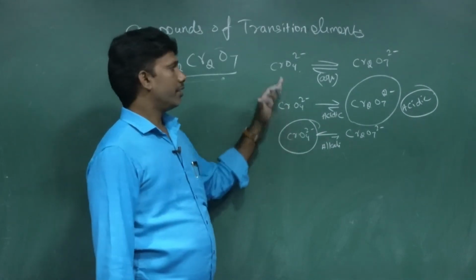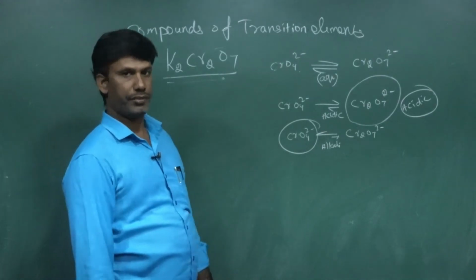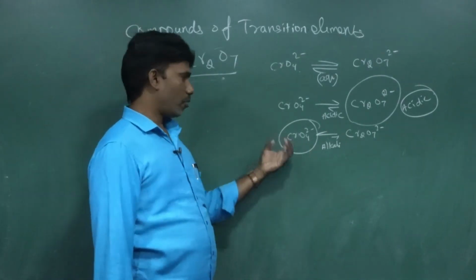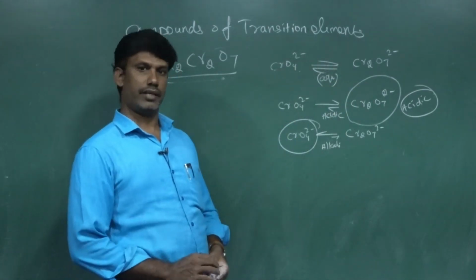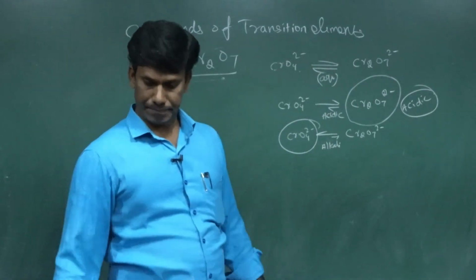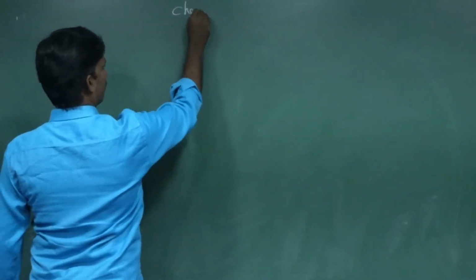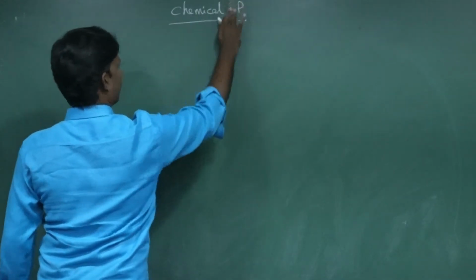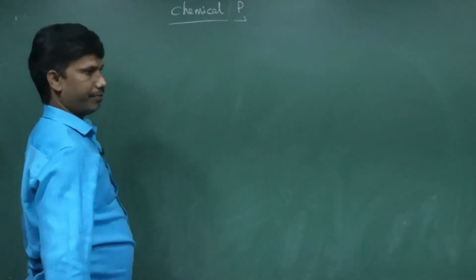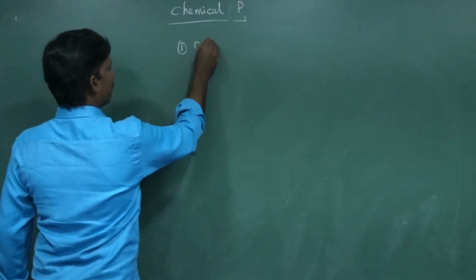Okay, that's all about the physical properties and structure of the chromate ion and dichromate ion. Now let us move on to the chemical properties. Oxidation.